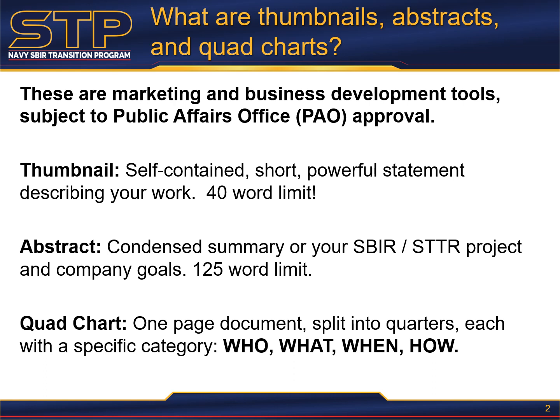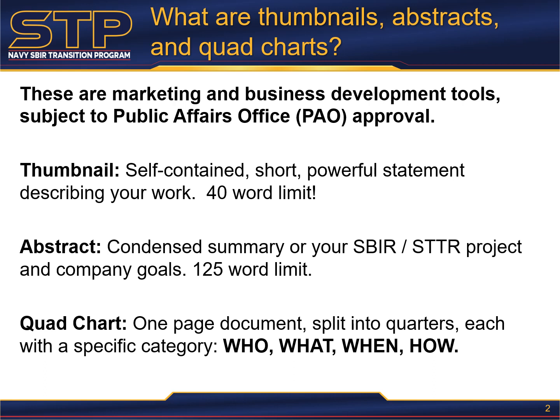You've already described your project in significant detail in your proposals. However, what we're focused on in the Navy STP are non-technical marketing and business development tools. In addition, our goal is to have all of these products approved by your sponsor's Public Affairs Office, or PAO. PAO approval means you'll have authorized unlimited distribution of these marketing tools for the remainder of the product's life cycle.